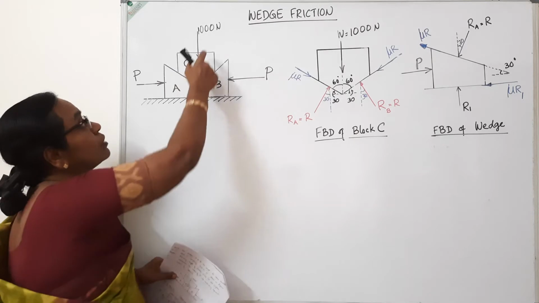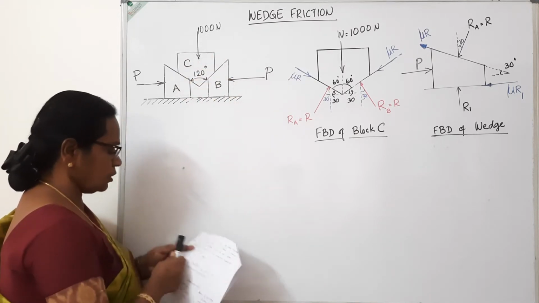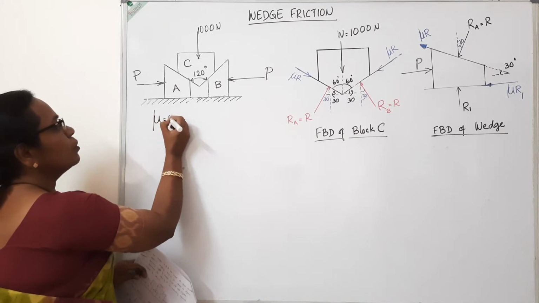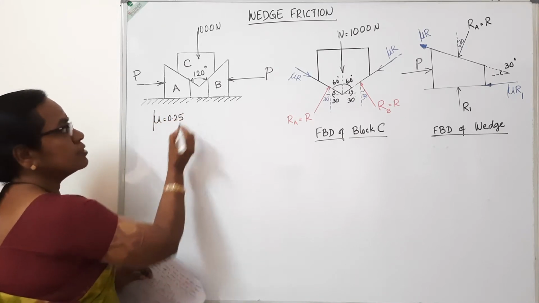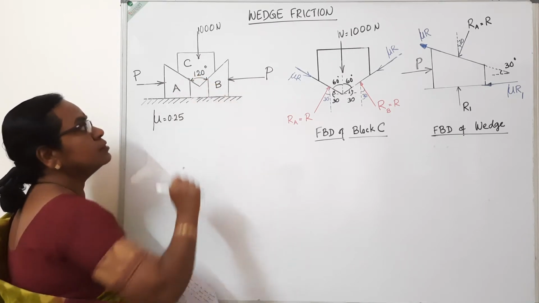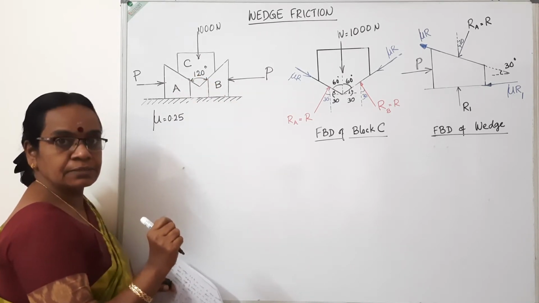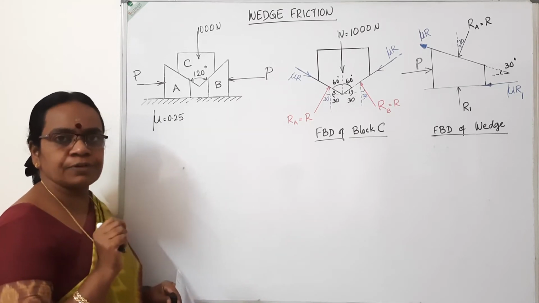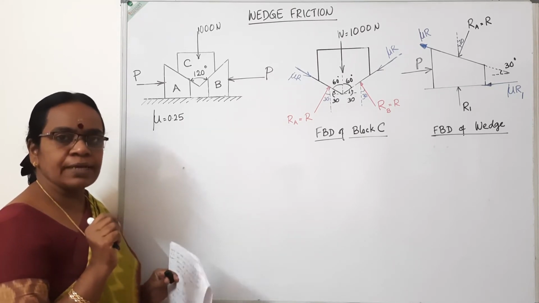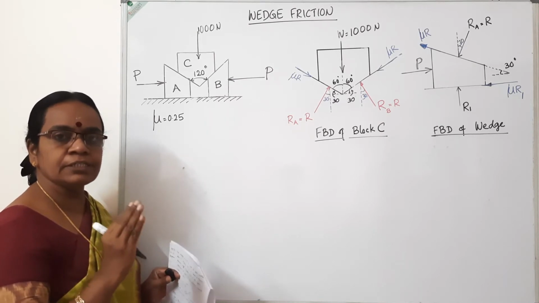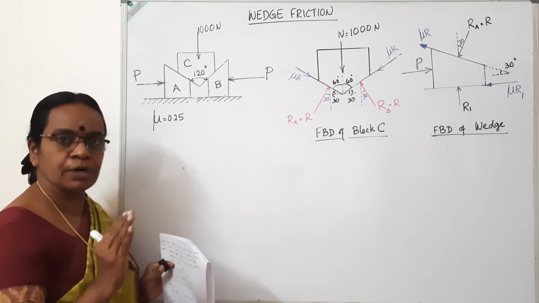They are given the weight of the block. Then the coefficient of friction is 0.25 for all surfaces, and this angle is given as 120 degrees. So, similar to the previous example, in all friction problems, in the analysis of friction, we have to draw the free body diagram. Consider each body separately and draw the free body diagram.